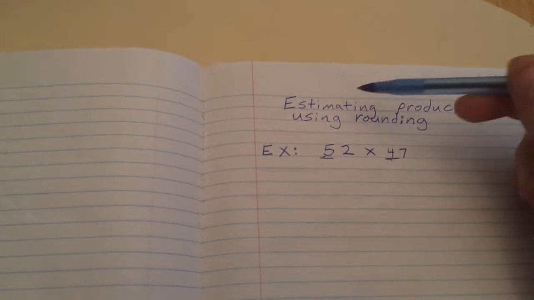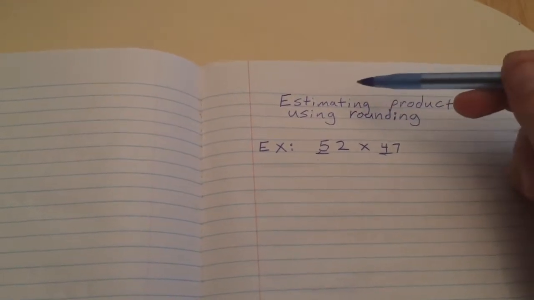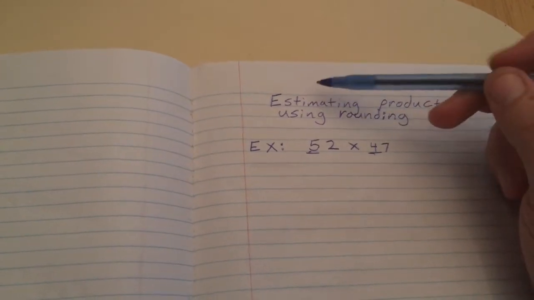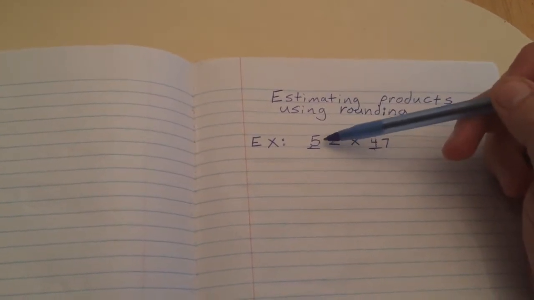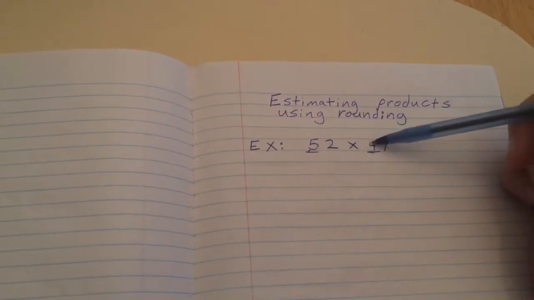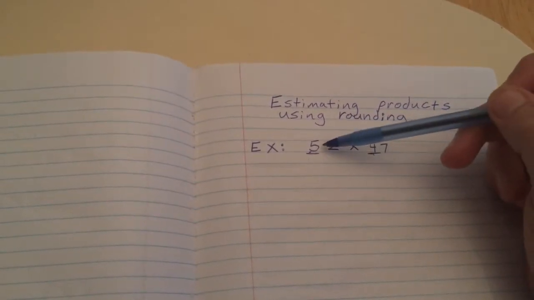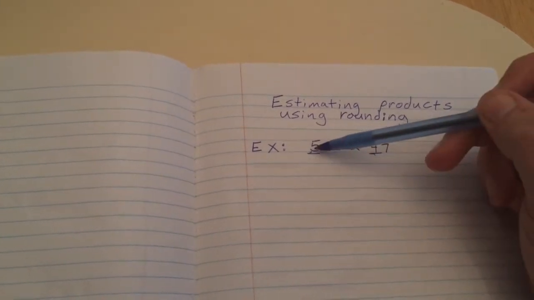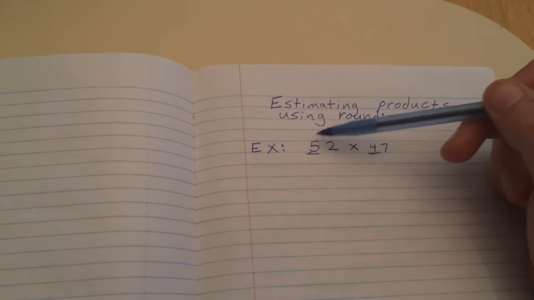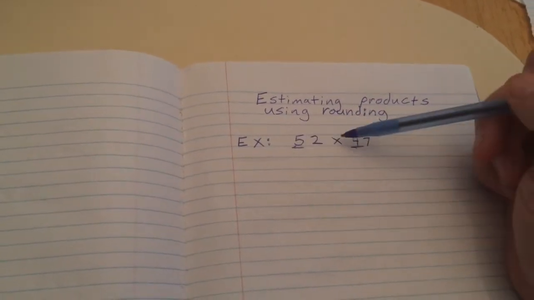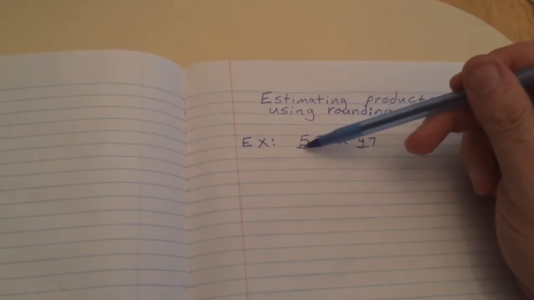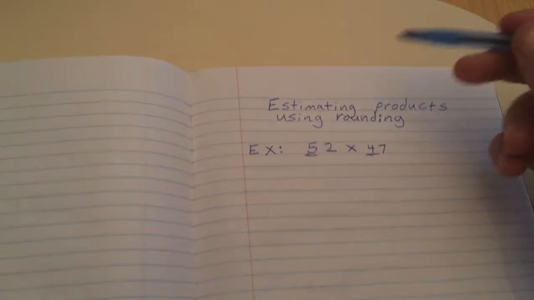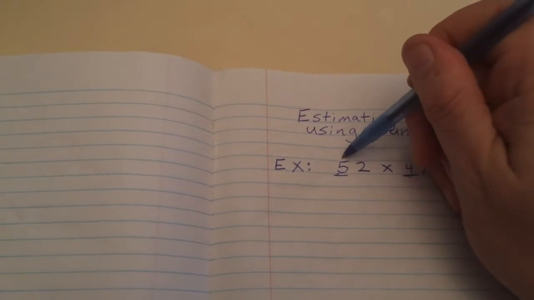So whenever we're estimating, whether it's adding, subtracting, multiplying, dividing, etc., if the two numbers we're working with go up to the same place value, we can always choose that highest place value to round to, to make it the easiest for us. In this case, the highest place value for both of them is the tens, so we're going to round to the tens.